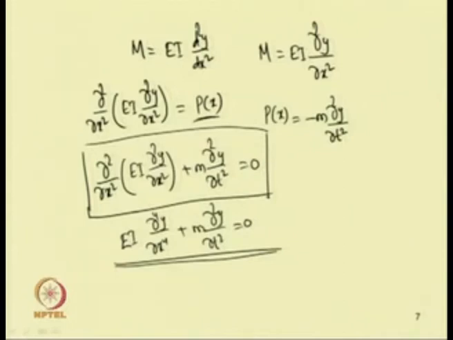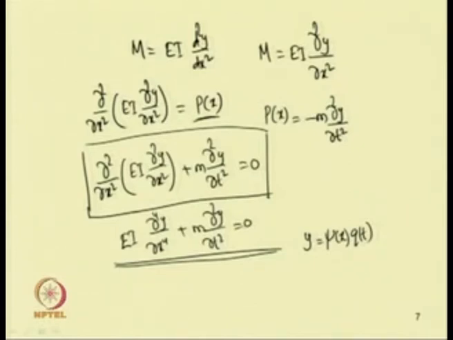So, one can take the variable separation method. By considering y equal to, let one consider this y equal to ψ(x) into q(t), where ψ(x) is the shape function and q(t) is the time modulation.